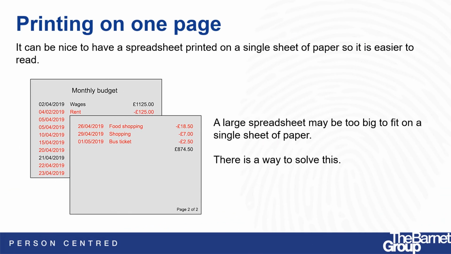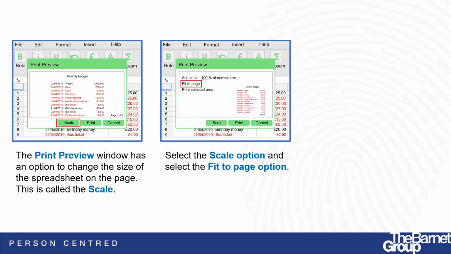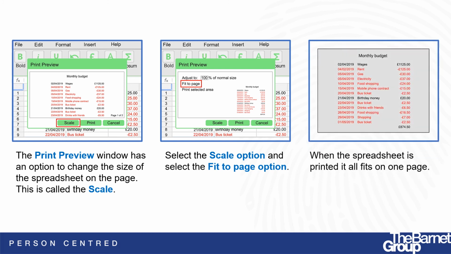Printing on one page. It can be nice to have a spreadsheet printed on a single sheet of paper, so it's easier to read. A large spreadsheet may be too big to fit onto a single sheet of paper. There is a way to solve this. The Print Preview window has an option to change the size of the spreadsheet on the page. This is called the Scale. Select the Scale option and select the Fit to Page option. When the spreadsheet is printed, it all fits onto one page.